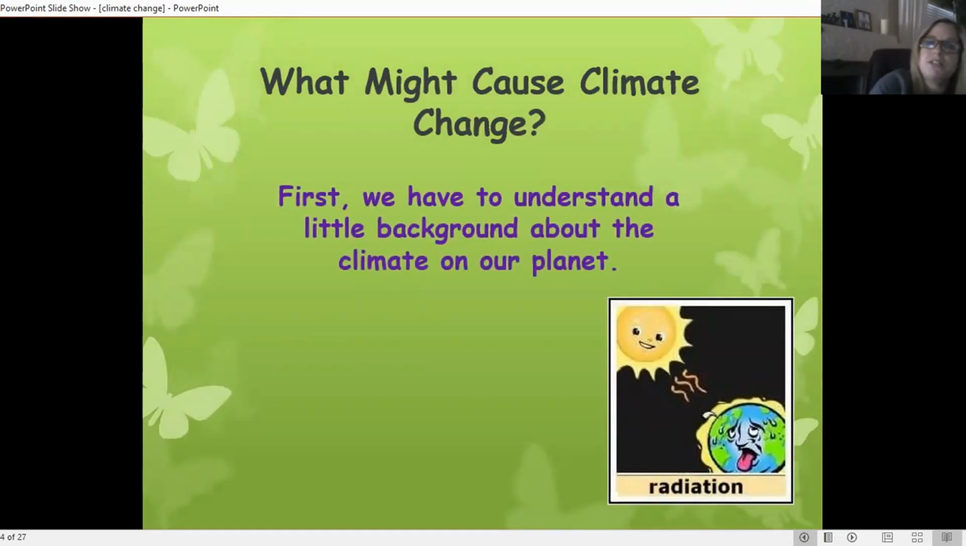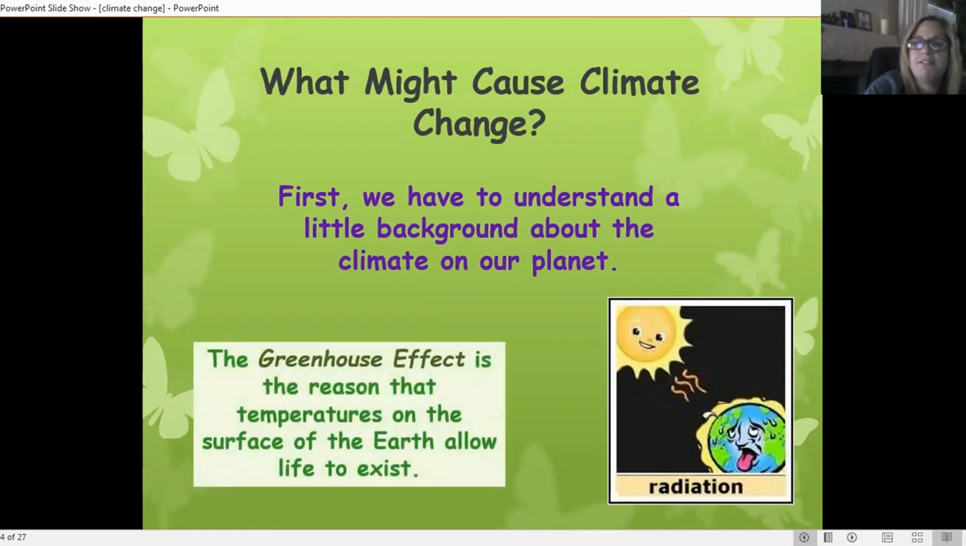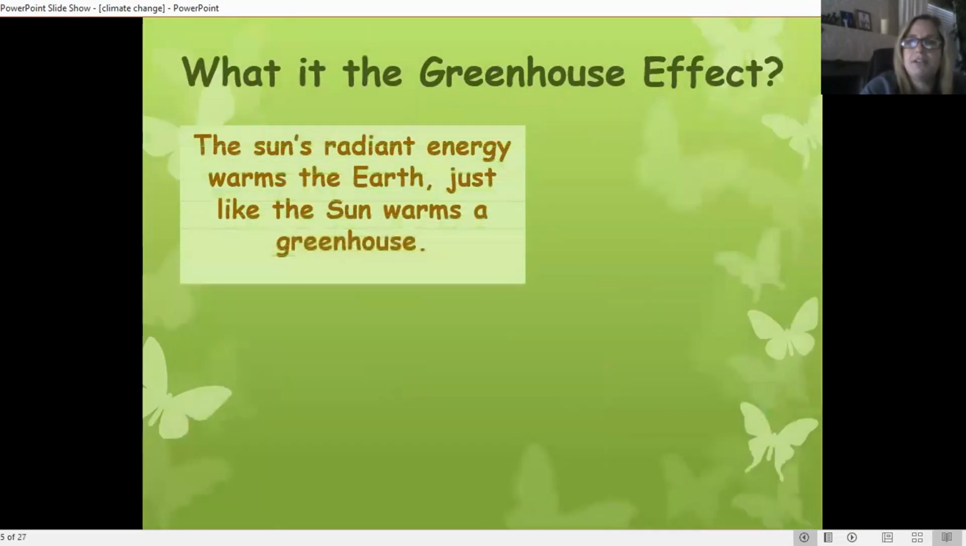Well, first we have to understand a little background about the climate of our planet. So the greenhouse effect is the reason that temperatures on the surface of the Earth allow life to exist. So the greenhouse effect is why we have the temperatures we do. So what is the greenhouse effect?